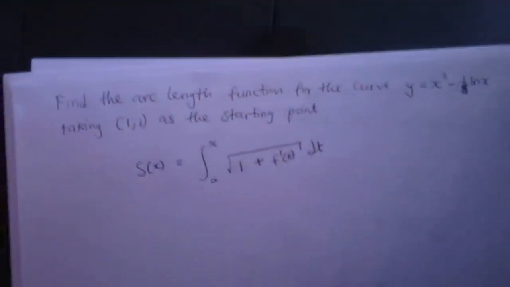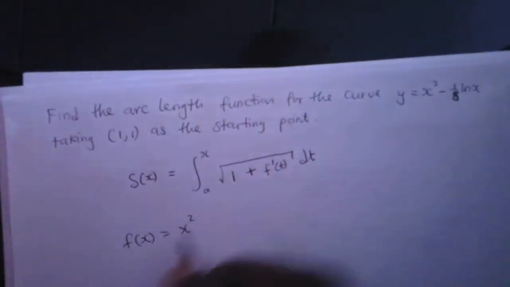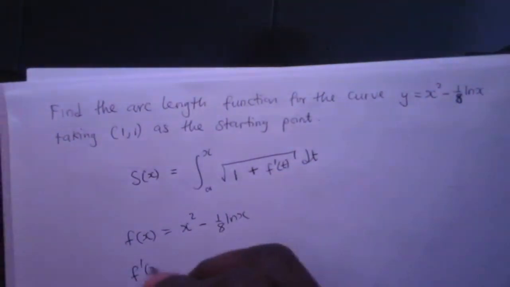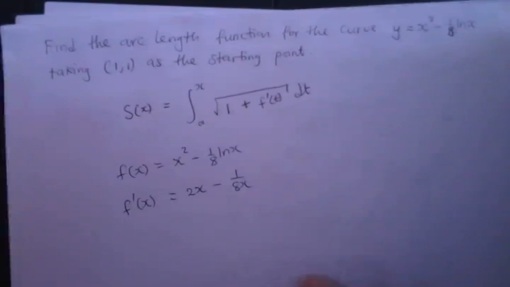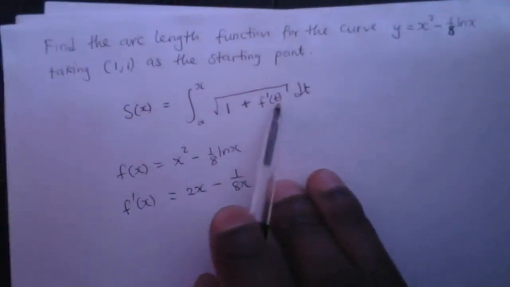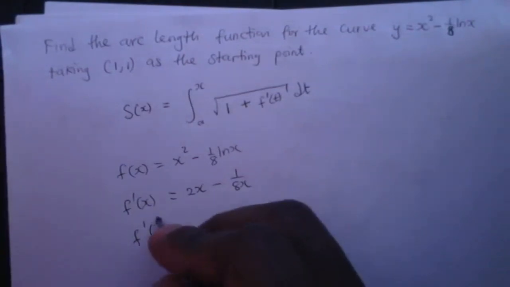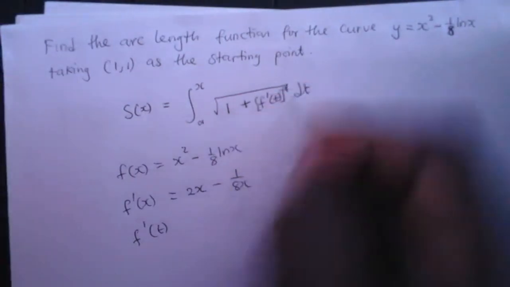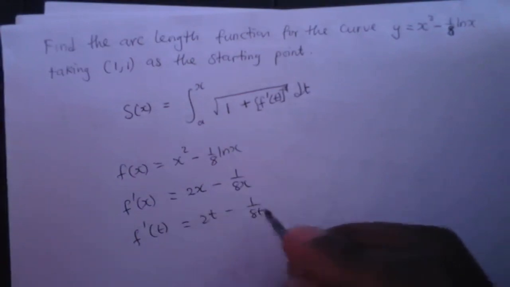So the first thing I need to do is say, okay, f of x is given as just x squared minus 1/8 ln x. What is f prime of x? It will just be 2x minus 1/(8x). However, take note, we want f prime of t, not f prime of x. So I'll change this to f prime of t. Take note, there's a square there. So f prime of t would just be 2t minus 1/(8t).